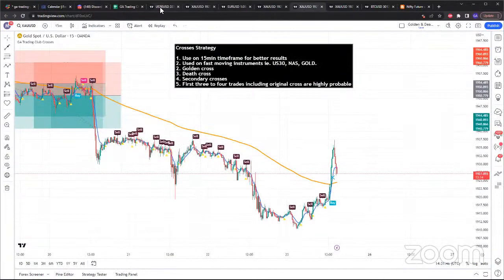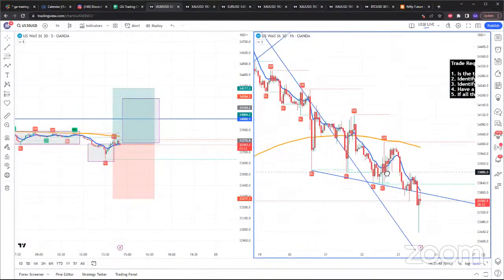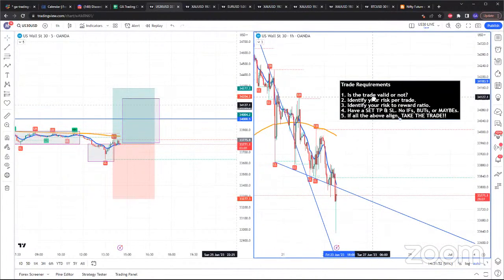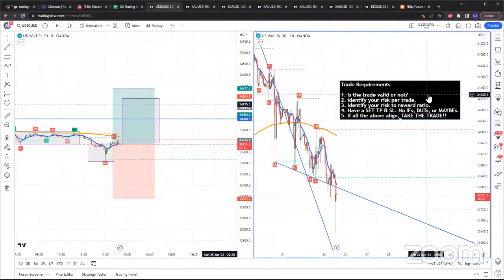For me, I literally don't feel bad that I lost this trade, because I have these trade requirements right here. The first requirement, number one: if a trade does not satisfy trade requirement number one, I'm not going to enter that trade. So trade requirement number one is, is the trade valid or not?